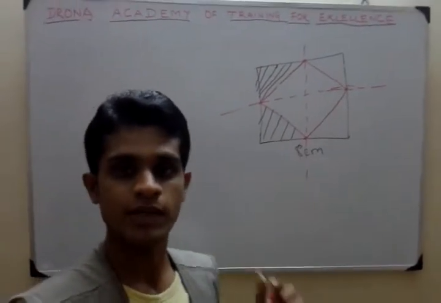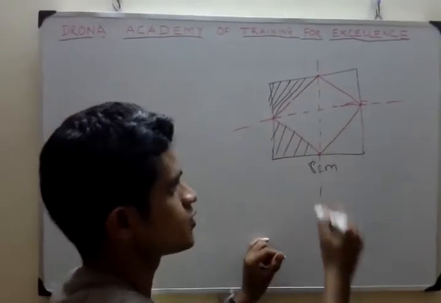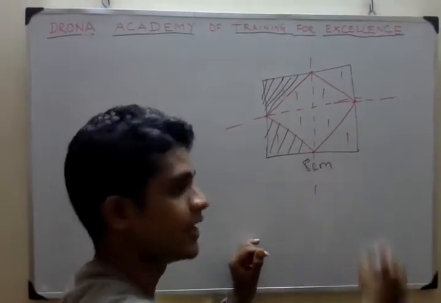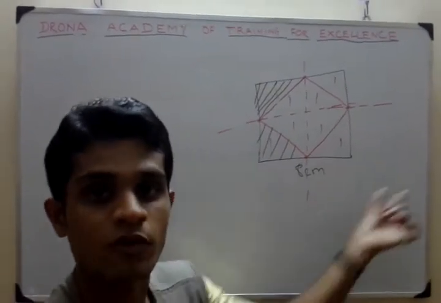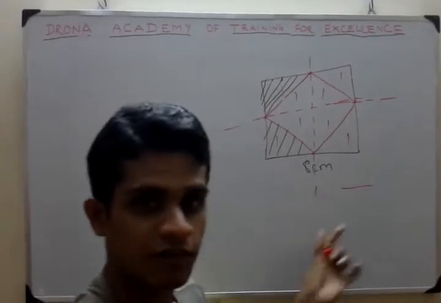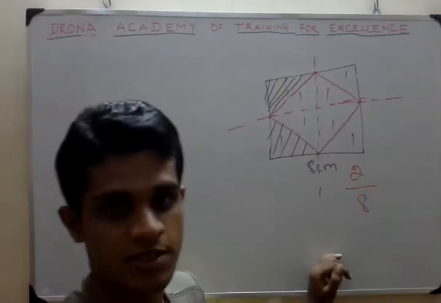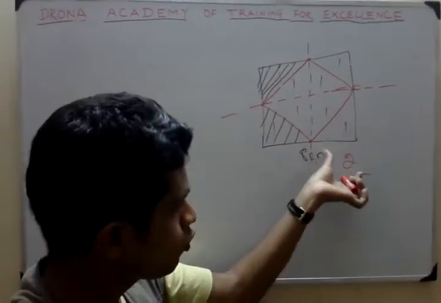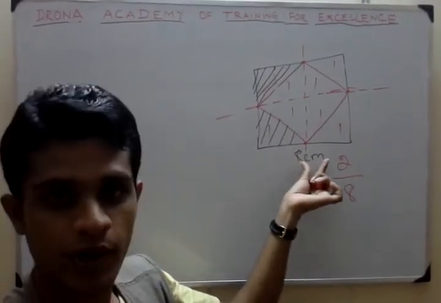Suppose I want to know the area of the shaded region. Now count the equal parts: 1, 2, 3, 4, 5, 6, 7, 8. So totally we have 8 equal parts. Out of 8 equal parts I have shaded 2. So find the fraction of the shaded part: 2 by 8. I can say this shaded region is always 2 by 8 of the area of the outer square. That's it.